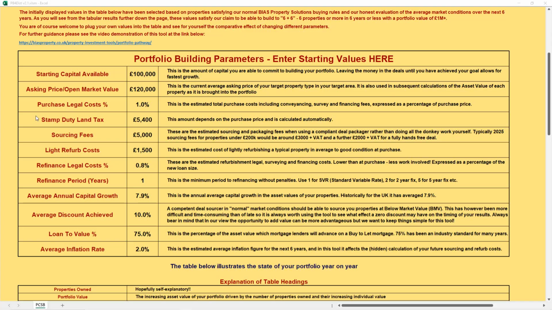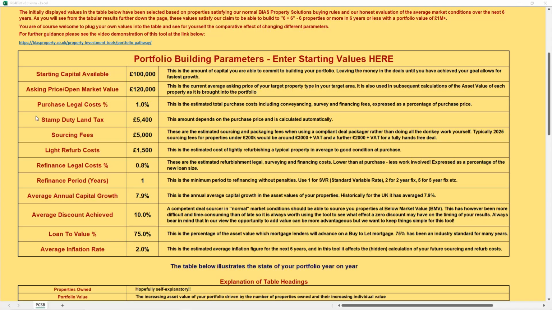Average annual capital growth, this is what you're relying on to enable you to increase the value of your portfolio and to generate the equity growth to provide the deposits for increasing the size of your portfolio. We're showing 7.9% here because this is the average annual capital growth for the whole of the UK historically. Average discount achieved. Now discounts aren't always available, but we've put 10% in there. We'll talk a bit more about discounts and open market values when we come to deal with the effects of those parameters in later videos.